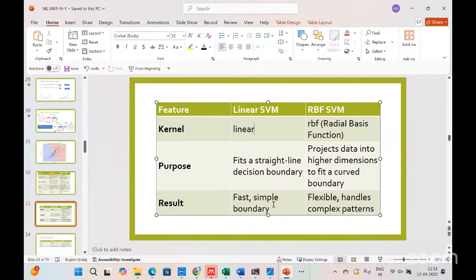And the time taken for linear SVM is less when compared to the non-linear separable case. Because in linear SVM, classification of data is very fast, whereas in non-linear SVM, there is existence of overlapping of objects.